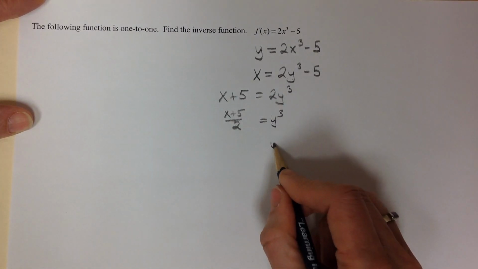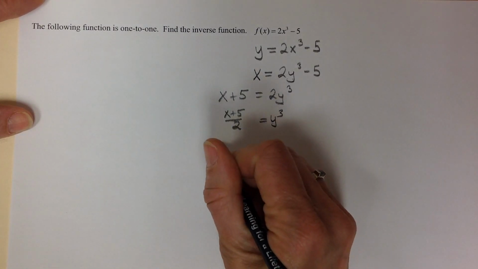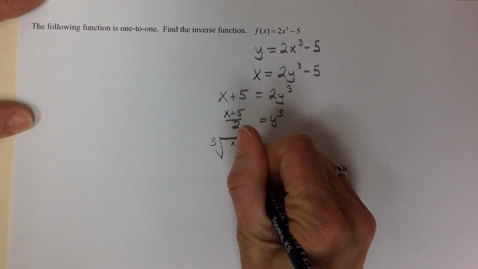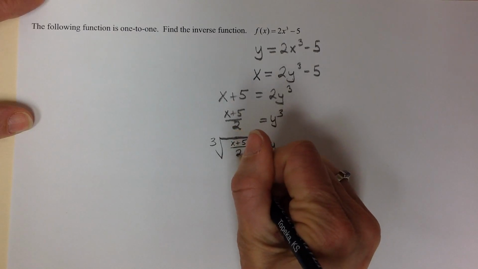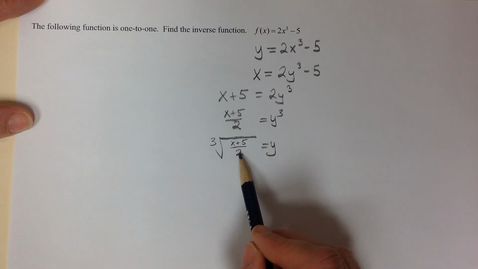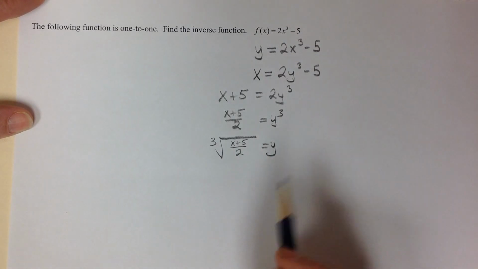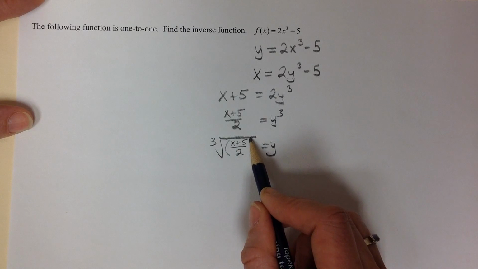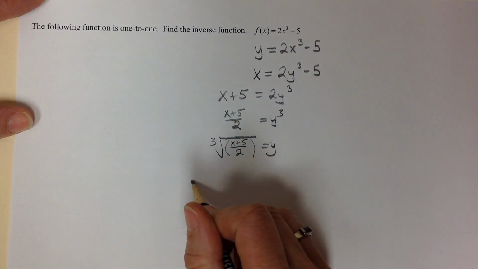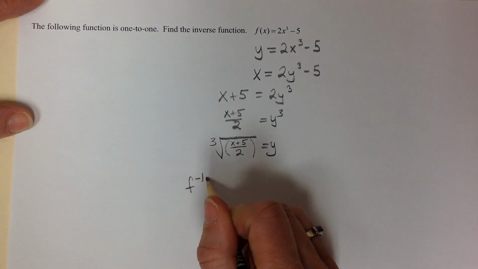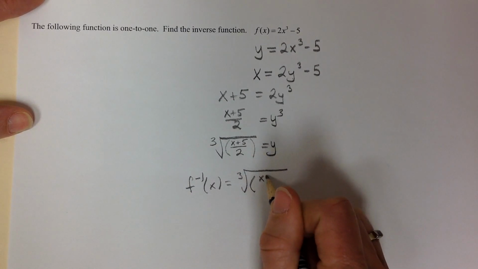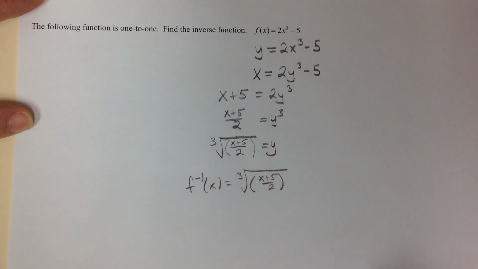And then finally, we undo a cube power with a cube root. It's an odd root, so we do not need a plus or minus. Make sure that it looks like your entire fraction is underneath the root. Okay, this 2 needs to look like it's in the root, not outside the root. If you need something to help you clarify that, you can put parentheses around that quantity. And this is a perfectly fine form for the inverse. If you want to use inverse notation, it would be f inverse of x equals this cube root of the quantity x plus 5 over 2.